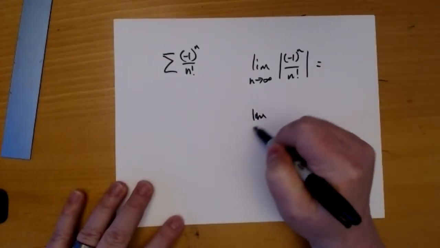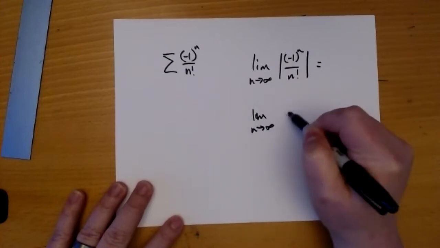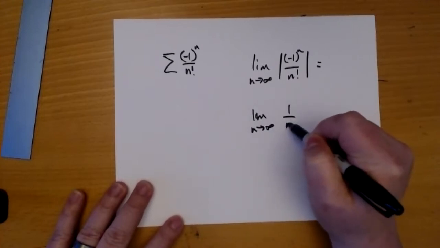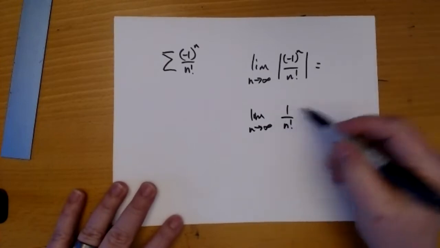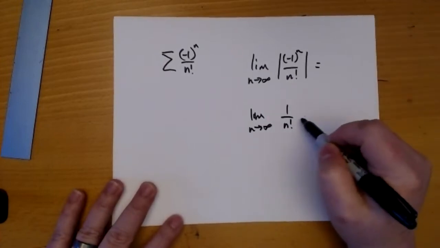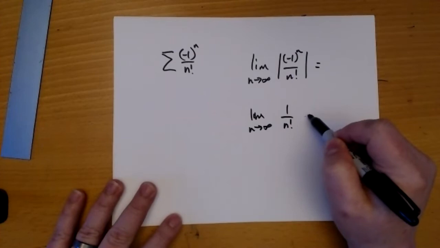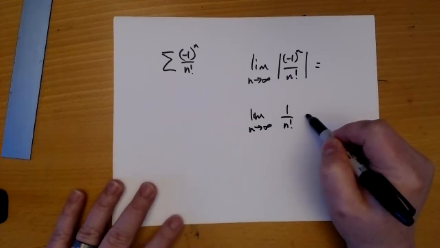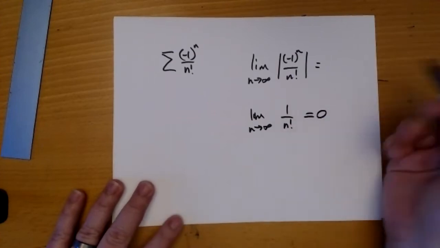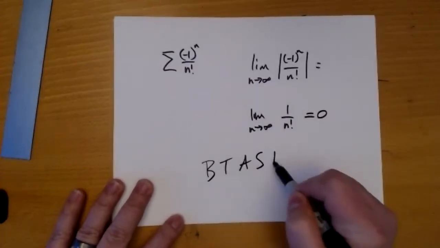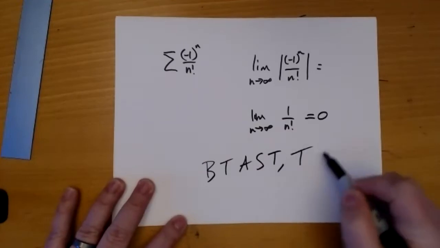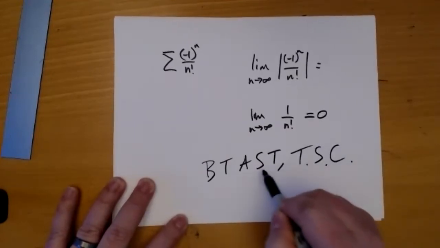Now, when you take the absolute value, this numerator just becomes 1, always, right? And the factorials are always positive. So now you can say that this goes to 0. So by the alternating series test, the series converges.